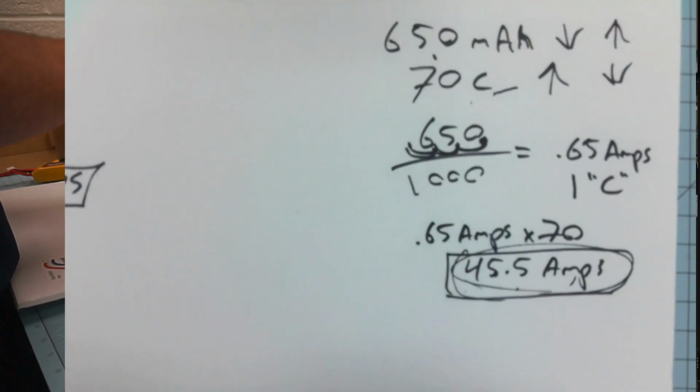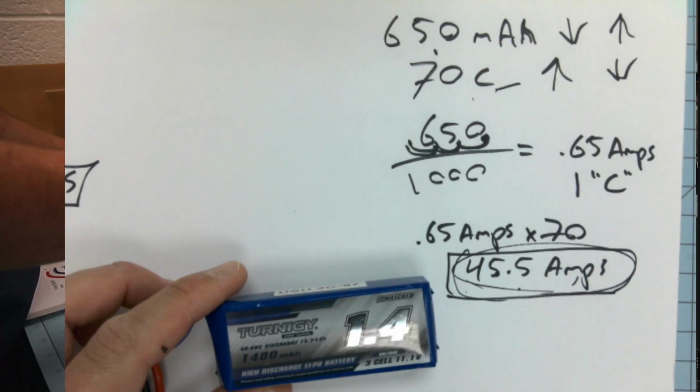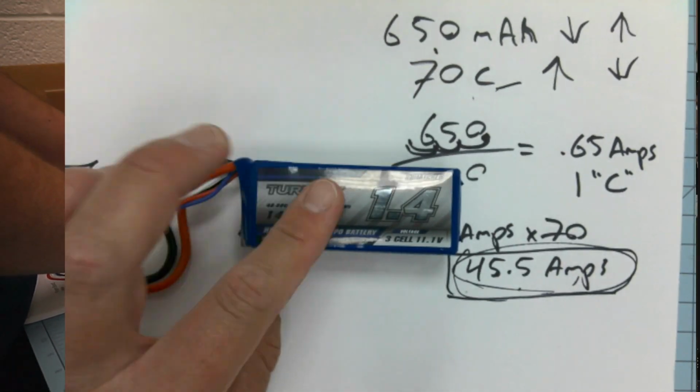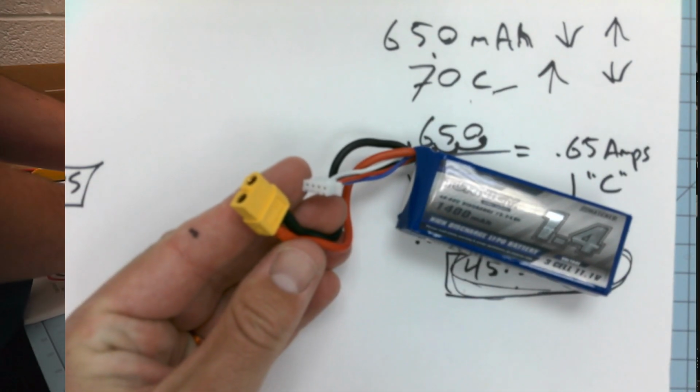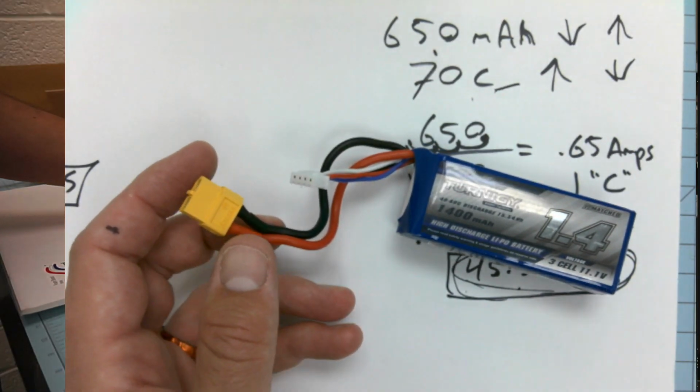All right. So we've covered the capacity, the cell count, and the discharge rate of these batteries. We're going to look a little bit more in the next clip about the connectors and charging and discharging batteries, as well as some slides. We'll see you there.